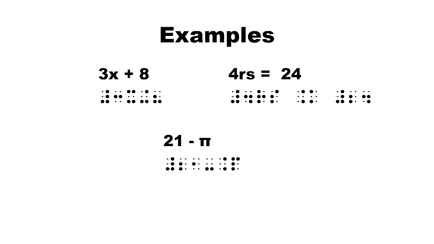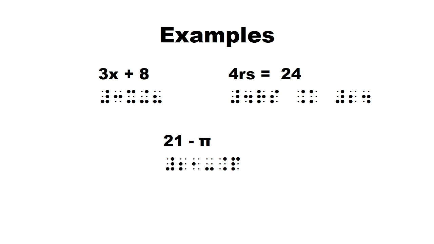Next, another set of examples. We have here 3x plus 8. Now, since we have a number 3 as coefficient of x there, this time we need to put a numeric indicator because it's not just x. We have number 3 before x, or the coefficient of x is 3. So when we write this in math, we use the numeric indicator and then the number 3, then letter x. There's no space between the number 3 and x. So 3x plus and then the number 8.